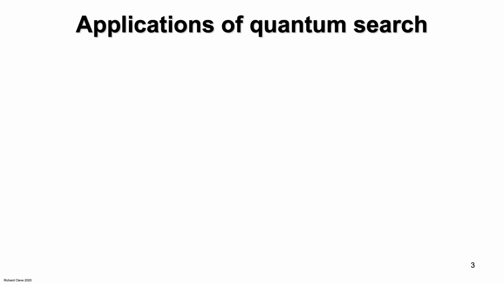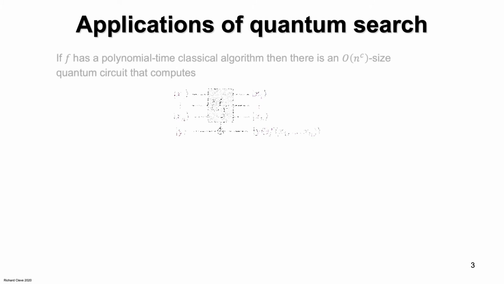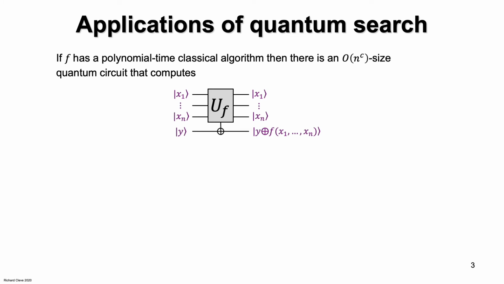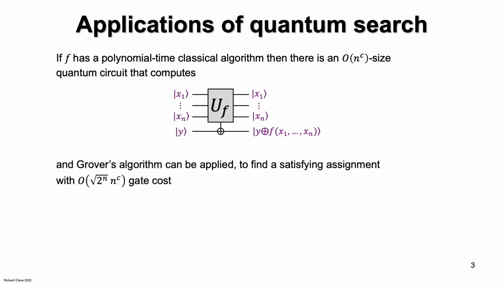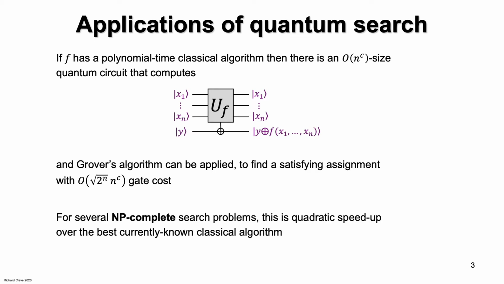A natural application of Grover's algorithm is when a function f can be computed in polynomial time, say time n to the c for a constant c. So there is a quantum circuit of size n to the c that implements an f query. Then we can use Grover's algorithm to find a satisfying assignment with order square root 2 to the n times n to the c elementary gates. For several NP-complete problems, this is quadratically faster than the best currently known classical algorithm.